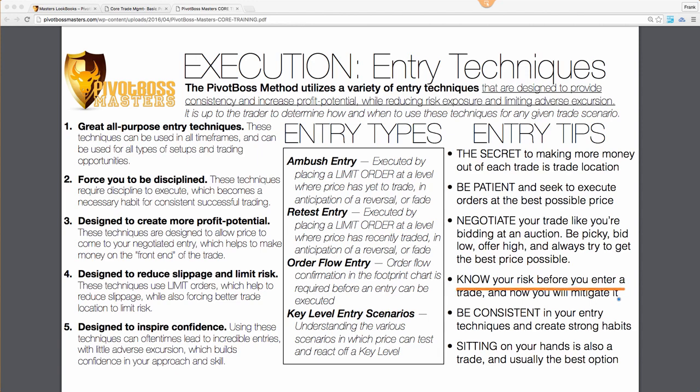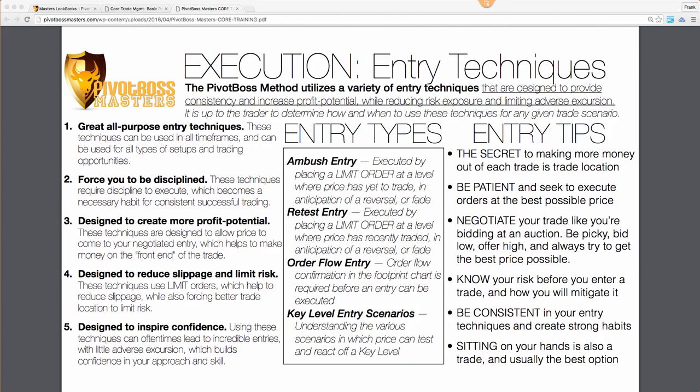So right here it says know your risk before you enter a trade and how you will mitigate it. Again, that goes to our trade management techniques. Be consistent in your entry techniques and create strong habits. So again, it goes back to that consistency. And then sitting on your hands is also an option, and usually the best option.